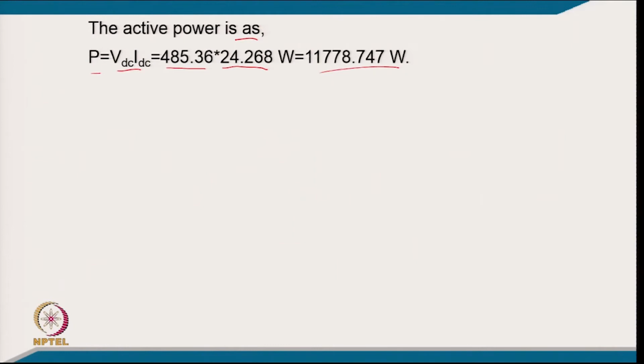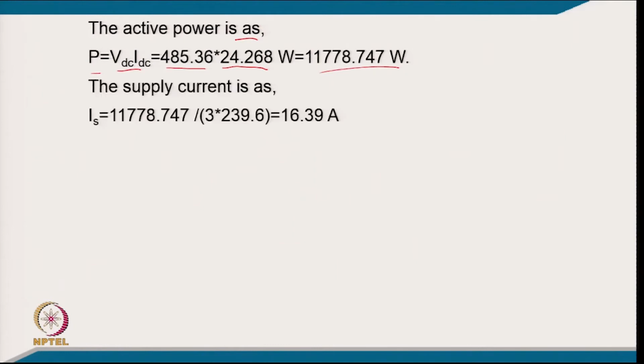So, it comes to 11,778.747 watt. Now, we can find out the supply current, because we got the active power consumed by the load, 11,778.747, divided by 3 and into 239.6, and the power factor is unity on the supply.